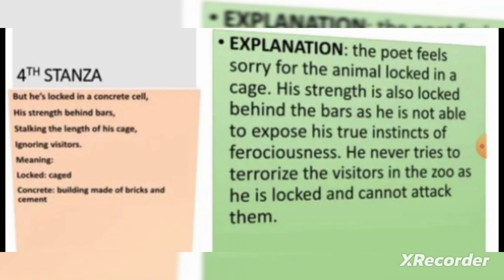But he is locked in a concrete cell, his strength behind bars, stalking the length of his cage, ignoring visitors. Here the poet feels sorry for the animal locked in a cage. His strength is also locked behind the bars, as he is not able to expose his true instincts of ferociousness. He never tries to terrorize the visitors in the zoo, as he is locked and cannot attack them.